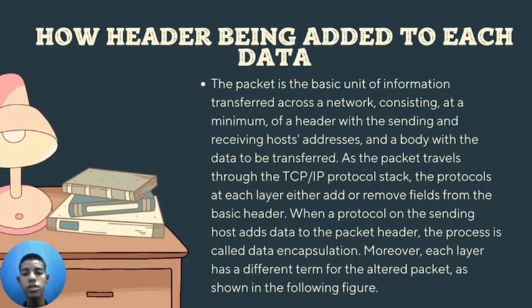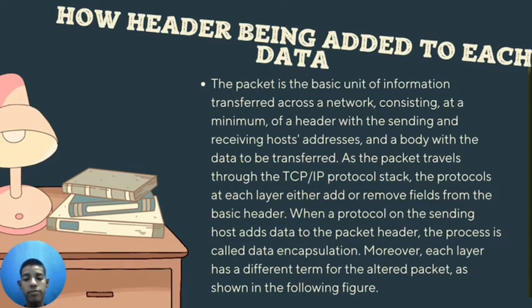How is a header added to each data? The packet is the basic unit of information transferred across a network, consisting at a minimum of a header with the sending and receiving host addresses, and a body with the data to be transferred. As the packet travels through the protocol stack, the protocol at each layer either adds or removes fields from the basic header. When a protocol on the sending host adds data to the packet header, the process is called encapsulation. Moreover, each layer has a different term for the altered packet.